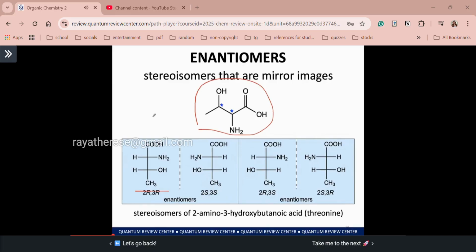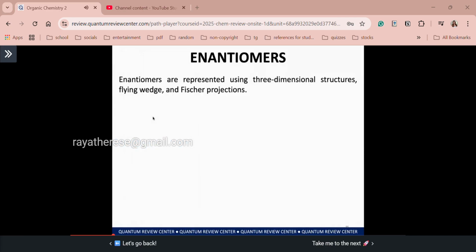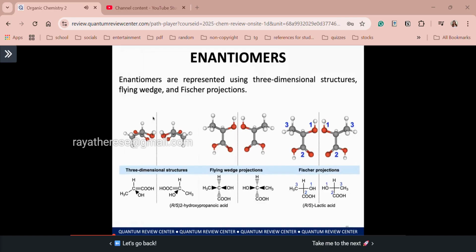What type of structural representation? Line angle structure. Okay? So class, for enantiomers, we can actually use different 3D structures, flying wedge and Fischer projections. Class, this is just a supplementary discussion in order for me to introduce our configuration discussion, the assignment of R versus S configuration. Alright?